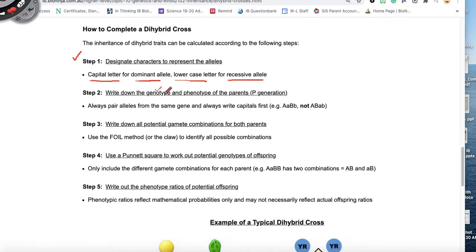You write down the genotype, and remember the genotype is the allele combination, and the phenotype for the parents. Remember the phenotype is the physical representation of the parents. Always pair the alleles from the same gene together. So A goes with A and B goes with B. Not like this, right? Write down all the potential gamete combinations using the FOIL method, and then use a punnett square to work out the potential genotypes. And for a dihybrid punnett square, the punnett square is going to be pretty big, and I'll show you in just a moment. And then when you're done, you're going to write out the phenotype ratios of the potential offspring.